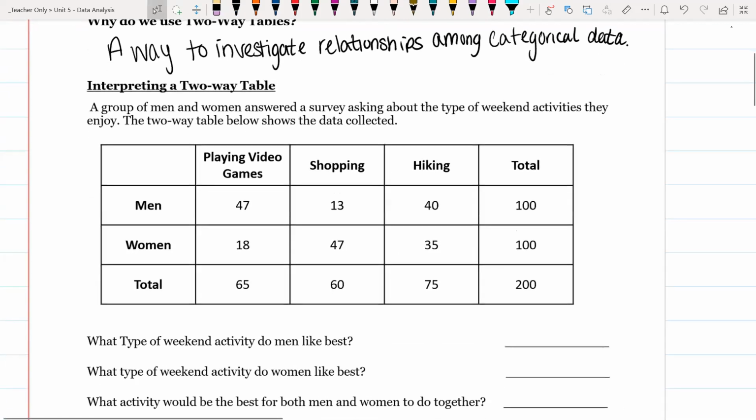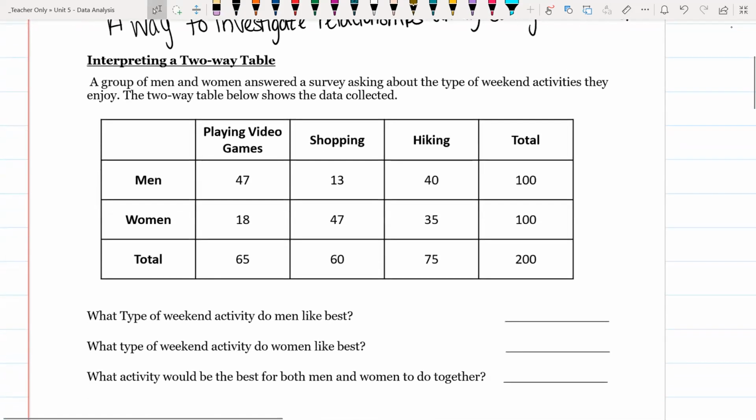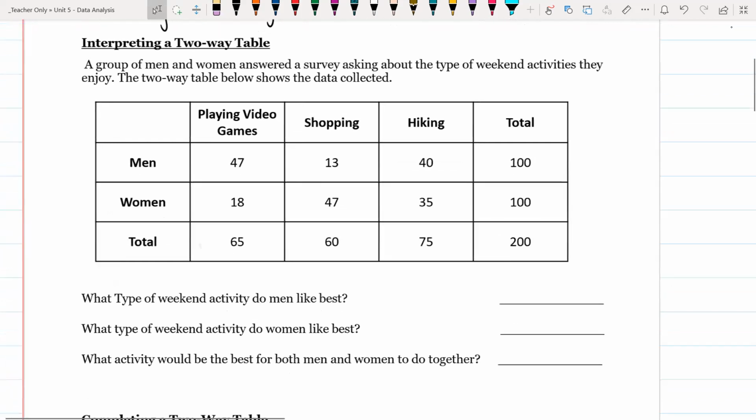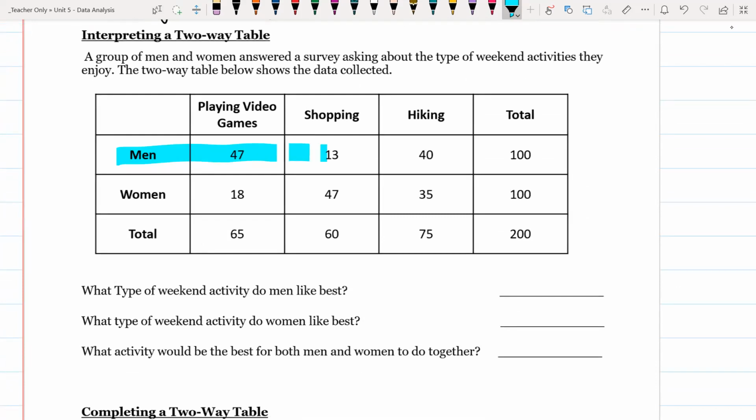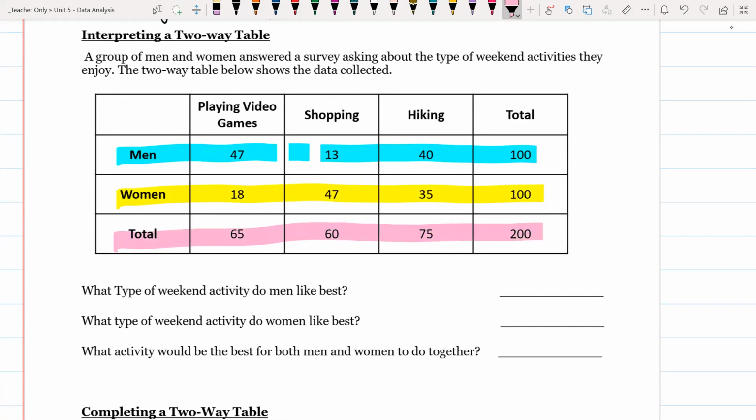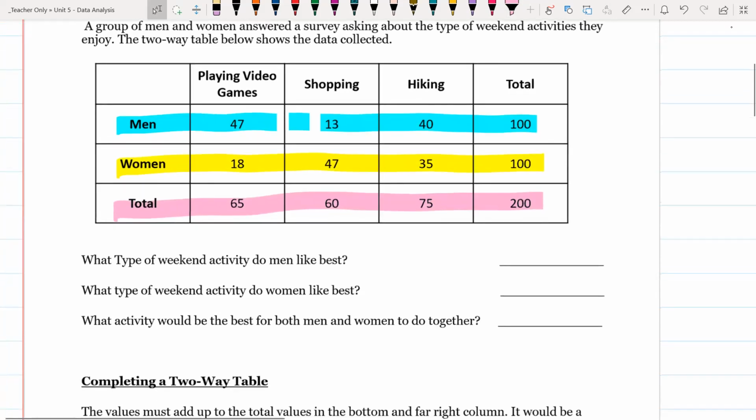So how do we interpret a two-way table? Well, let's look at this. A group of men and women answered a survey asking about the type of weekend activities they enjoy. The two-way table below shows the data collected. Okay. So we have men's information here. We have our women's information here. And then we have everybody's information together. Okay, and then up top are the 3 different activities that they said that they like to do.